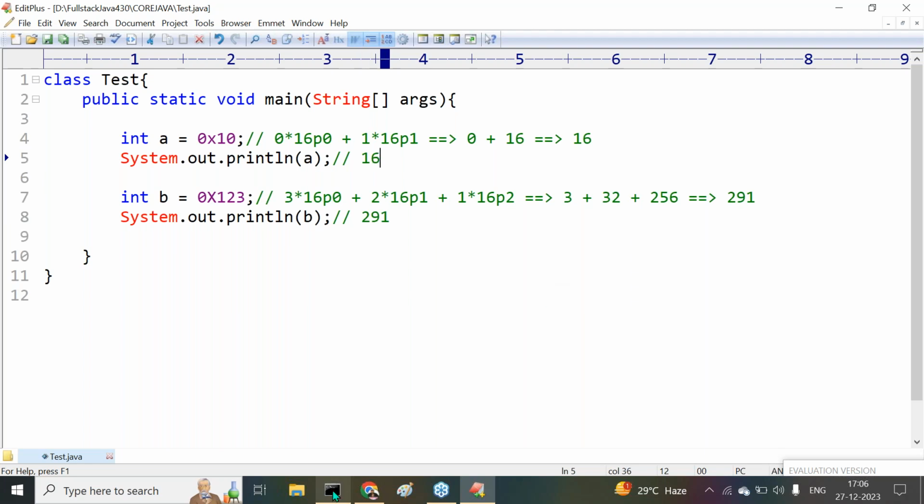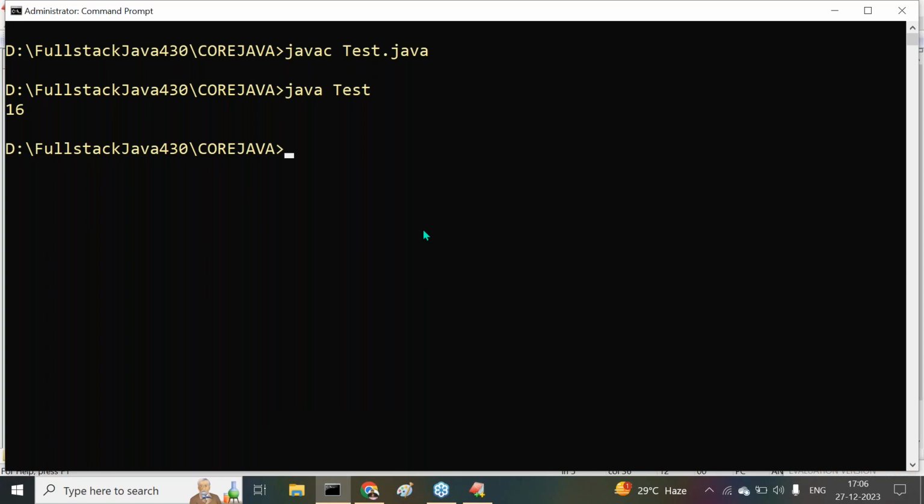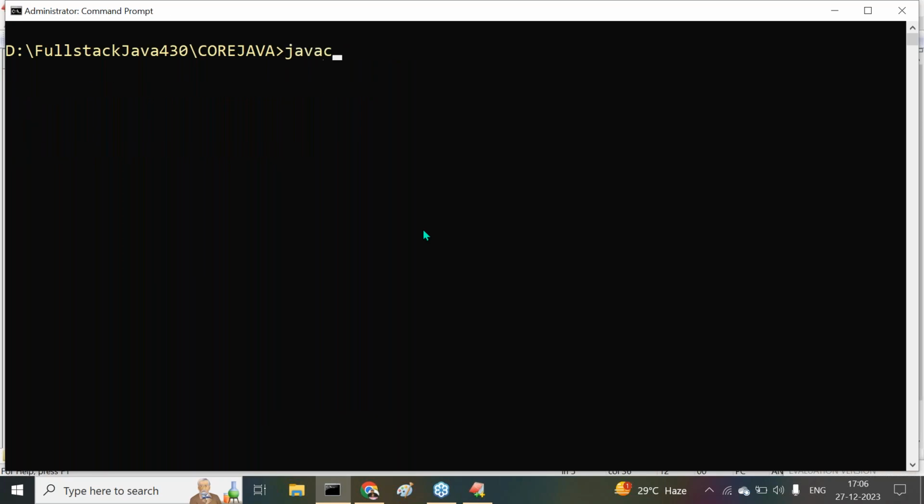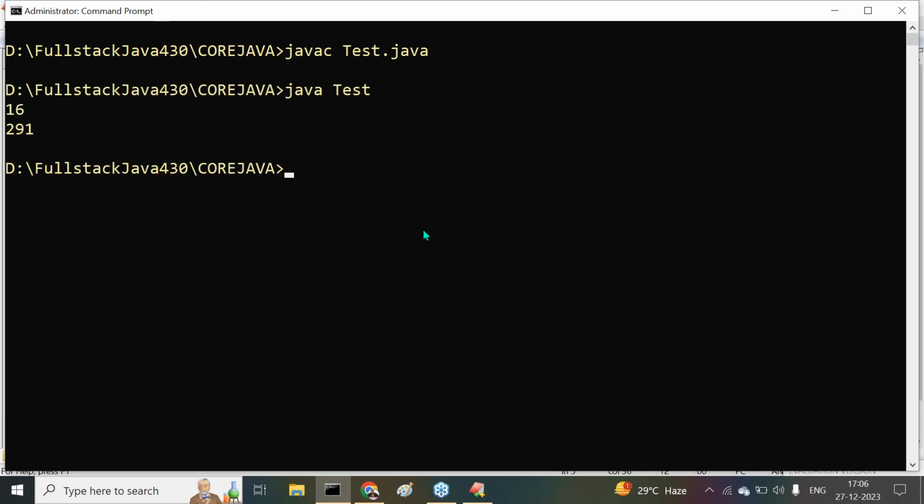Now let me compare and execute this. javac Test.java. There we are getting compilation successful. java Test. Now we are getting output like what there? 16 and what next one here? 291. 16 and 291. That output here we are getting.